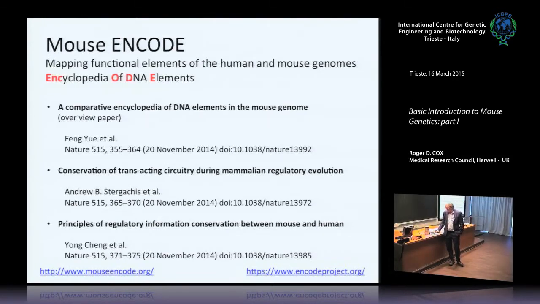And there are websites where you can look at this information as well. So there's the Mouse ENCODE, and then there's the ENCODE project. So this is an encyclopedia of DNA elements. So the ENCODE comes from these red letters. So the aim of this project is to map functional elements, well, initially in the human. So looking at, for example, DNase 1 hypersensitivity sites.